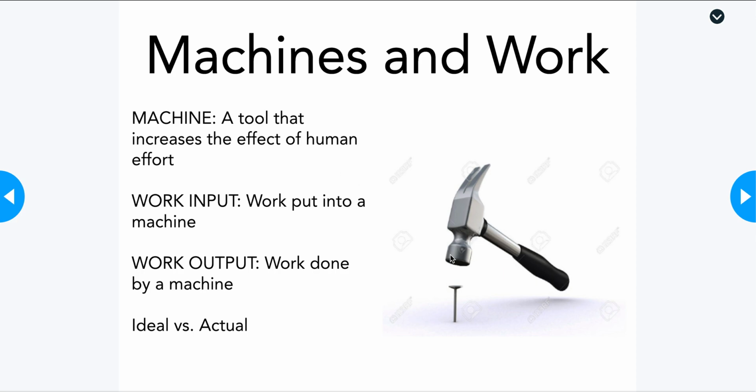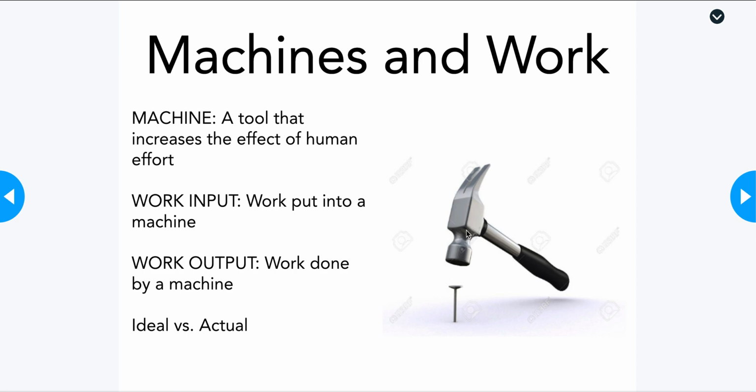So let's go ahead and look at this example here. We have a hammer and a nail. Actually, we're dealing with a couple of simple machines here because a hammer is actually a lever. And so the work that you put in is what you are doing with your hand and arm with the hammer. So you put in that work. If you imagine you're holding a hammer and you're flipping your wrist, that is the work you're putting in. The movement of the hammer itself, that is going to be the work output. That is the work done by the machine.